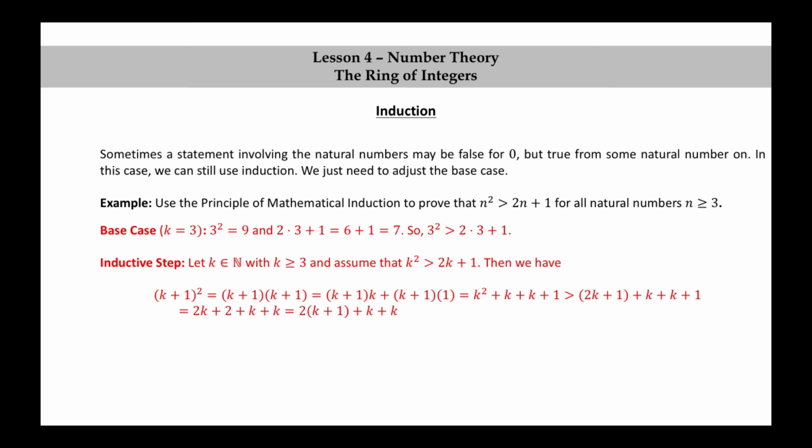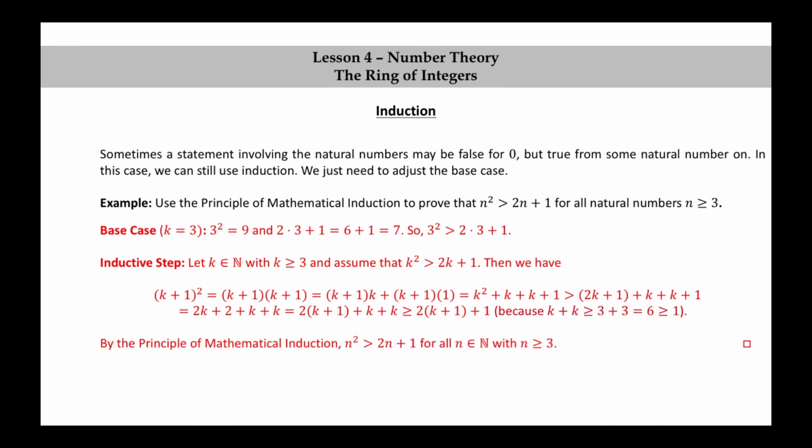Okay, now this is equal to 2 times (k plus 1) plus k plus k. And here we're simply using left distributivity. Now this is greater than or equal to 2 times (k plus 1) plus 1, because k plus k is greater than or equal to 3 plus 3. Remember, we assume that, which is equal to 6, and 6 is greater than or equal to 1. Okay, so since we proved the base case and the inductive step, by the principle of mathematical induction, n squared is greater than 2n plus 1 for all n in N with n greater than or equal to 3.